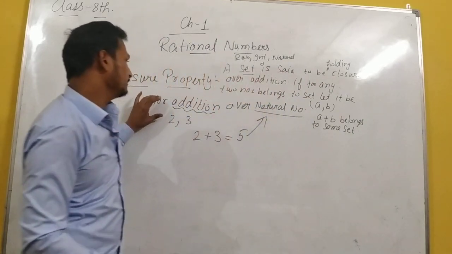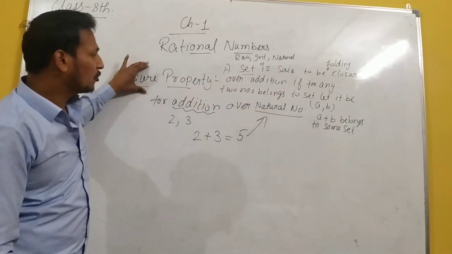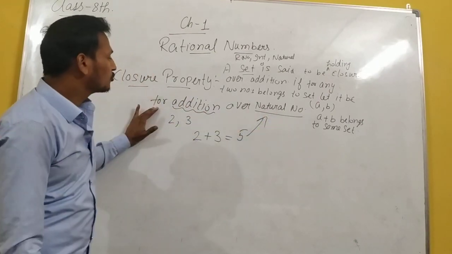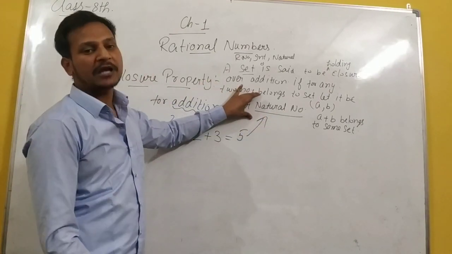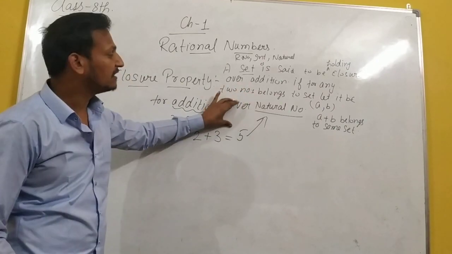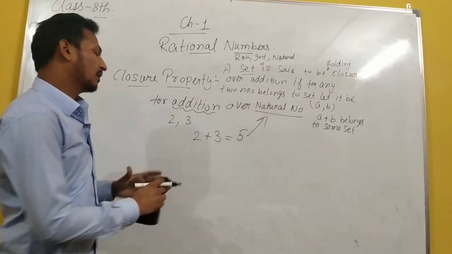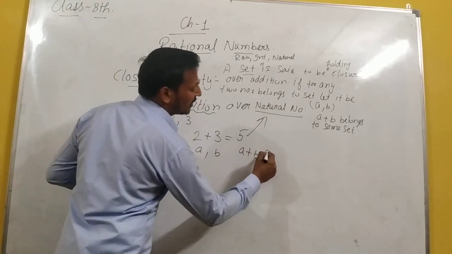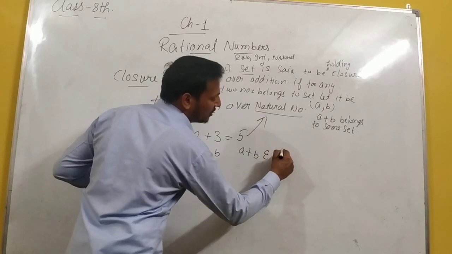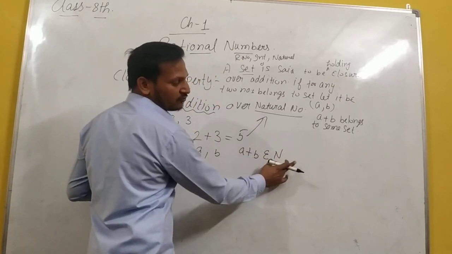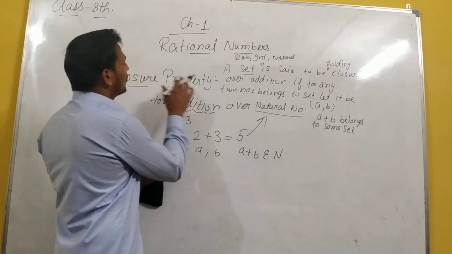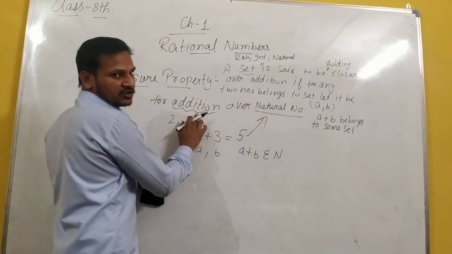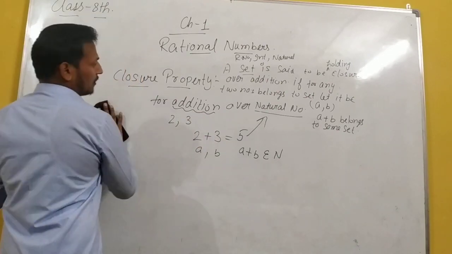Understand from the example again. If we are talking about closure property for addition over natural numbers, and I take any two natural numbers A and B, if their sum A plus B is also a natural number, then I will say closure property holds for natural numbers over addition. Clear?